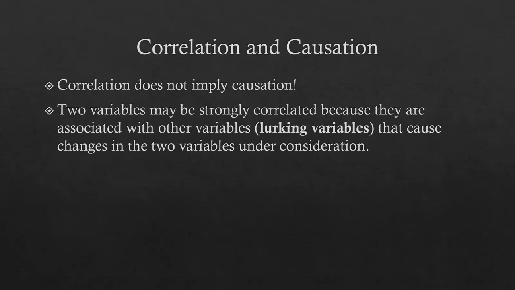The reason for that is because we have things called lurking variables. There are some other variables that cause the correlation to be very strong. So you may have a lurking variable out there. Be careful in assuming that correlation and causation are equal, because it just doesn't imply that all the time. So take that into consideration as you're going through this lesson.